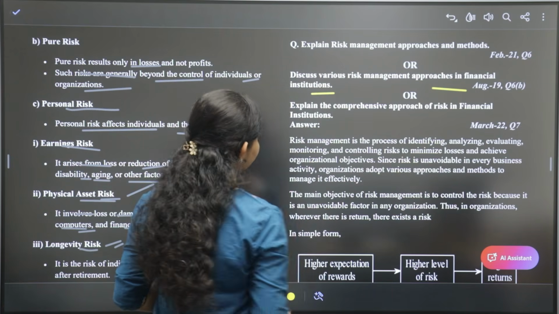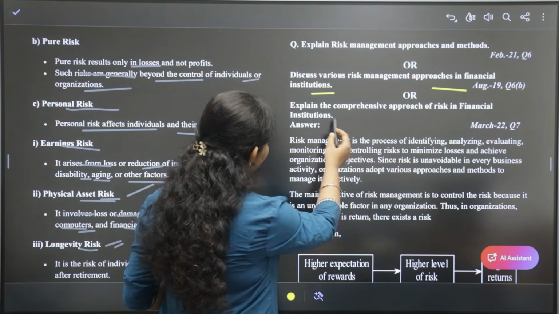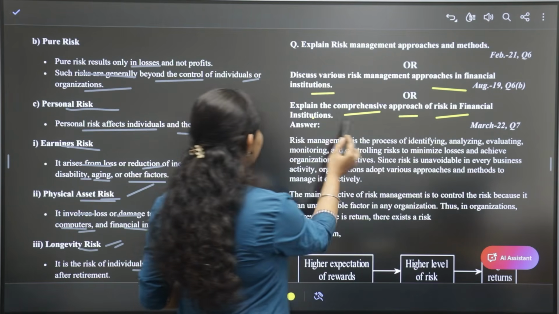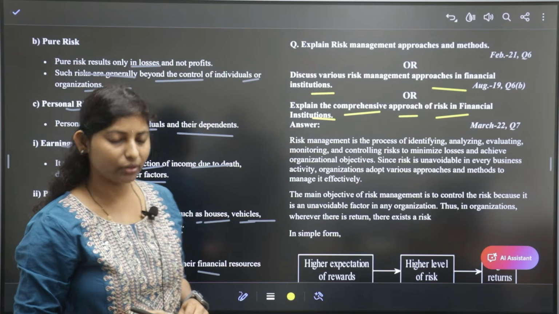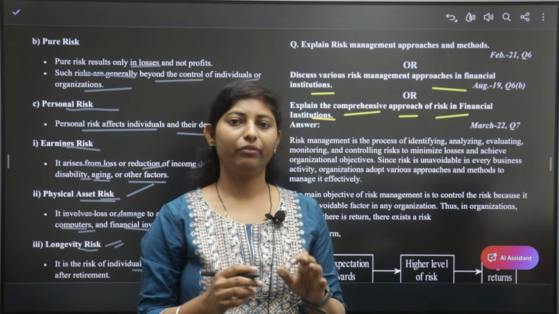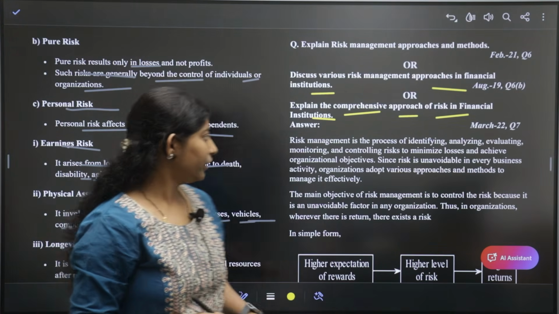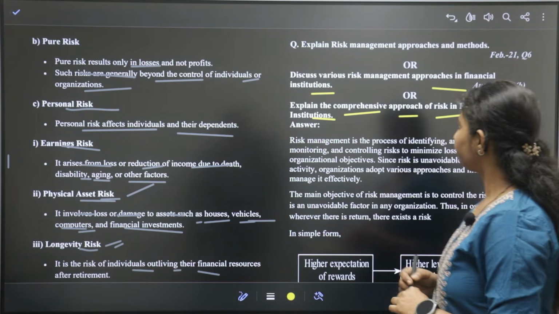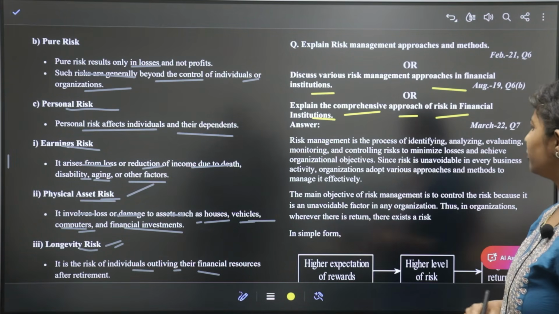financial institutions. And another question they may ask: explain the comprehensive approach of risk in a financial institution. So all these three different questions have only one answer. Here we covered them in this second question. So let's start: risk management, approaches and methods.